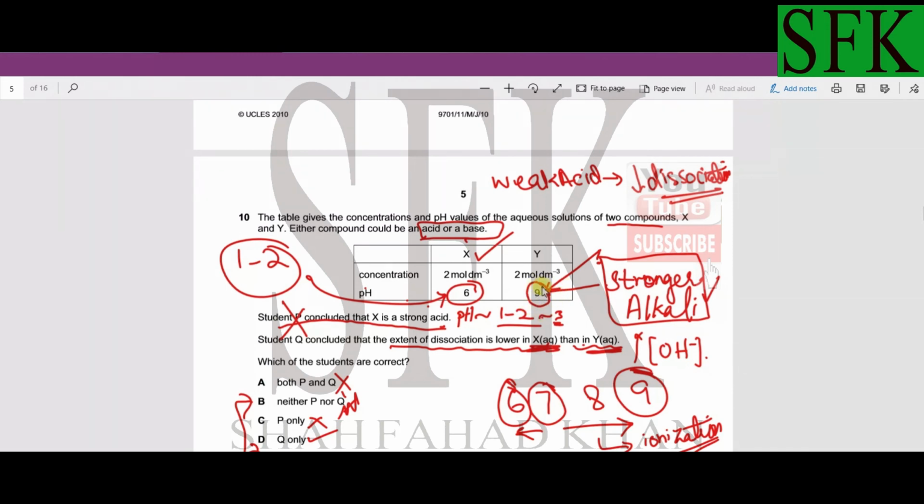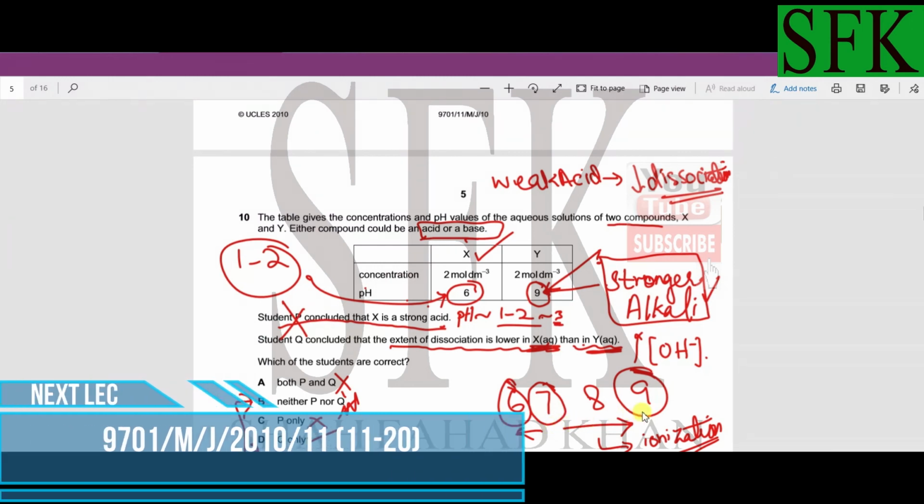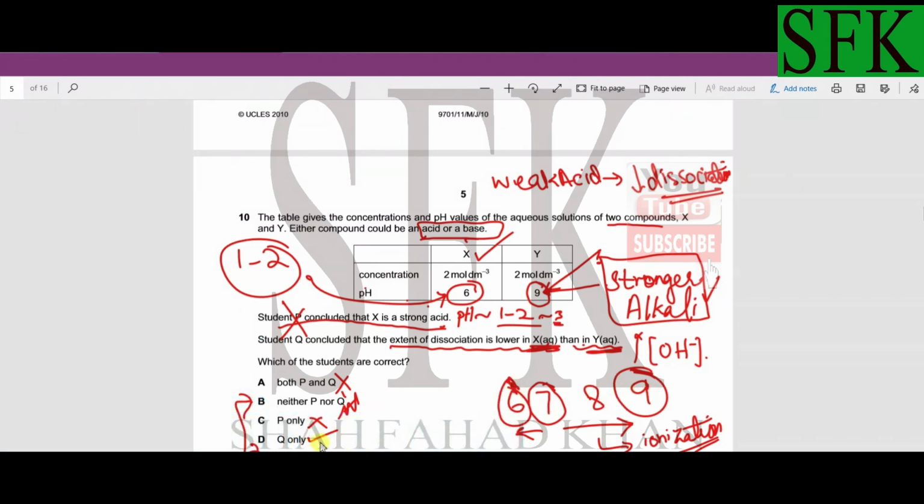All right, Y has a greater dissociation as compared to X because the pH of Y is further away from the neutral pH. And if it's further away from the neutral pH, this means that it is a strong alkali, at least more ionized than the acid itself. All right, so Q is correct, only Q is correct, D is the correct answer.